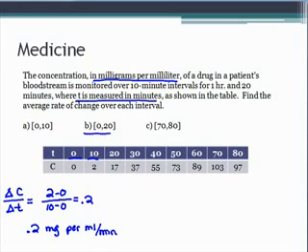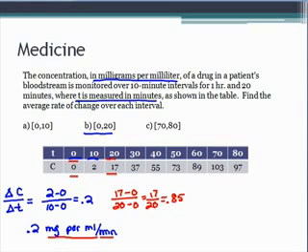Okay, for B, we're going from 0 to 20. So now we're comparing these two. I want the change in the concentration. So 17 minus 0 over 20 minus 0. So 17 over 20, and when you divide that out, you'd get 0.85. Once again, milligrams per milliliter per minute.